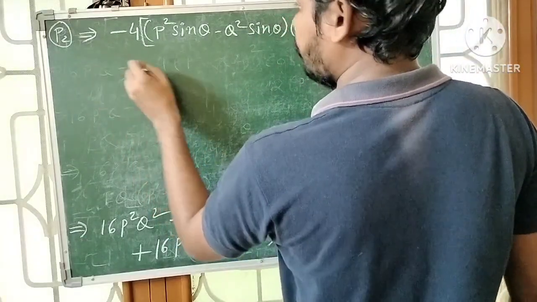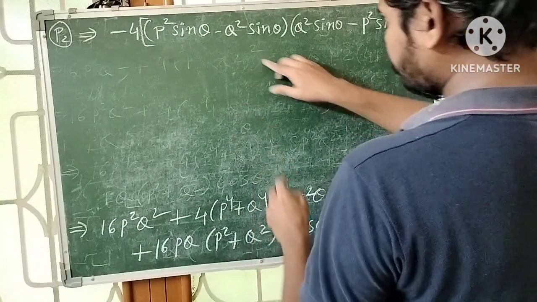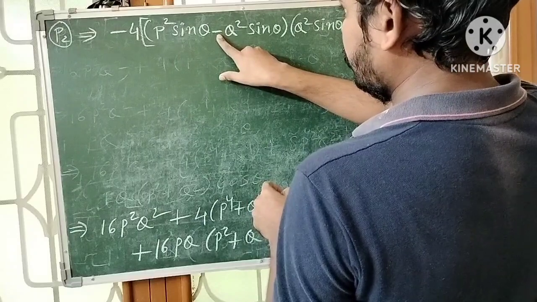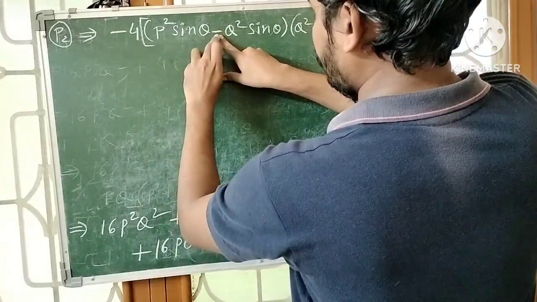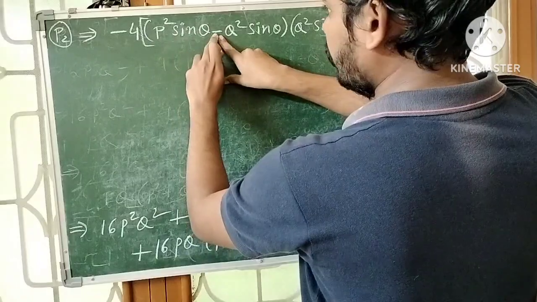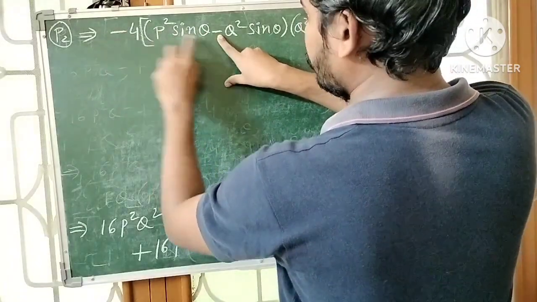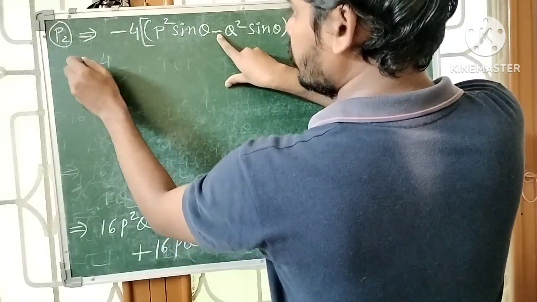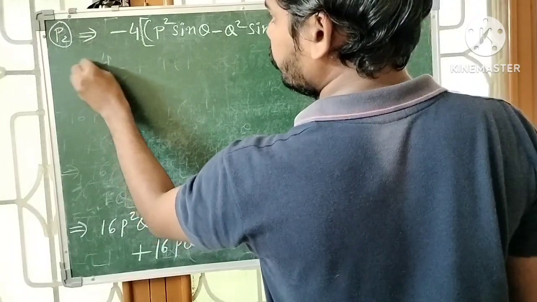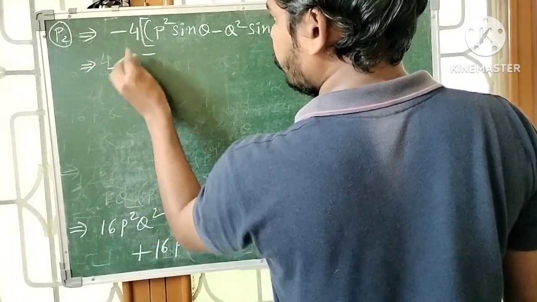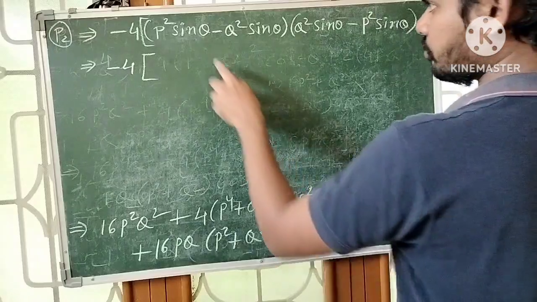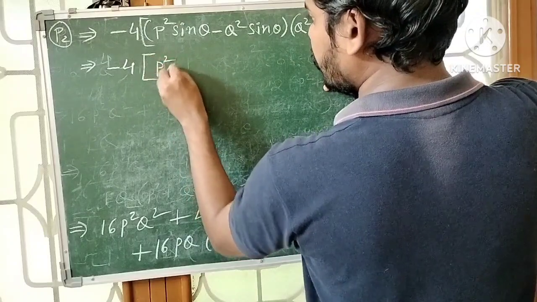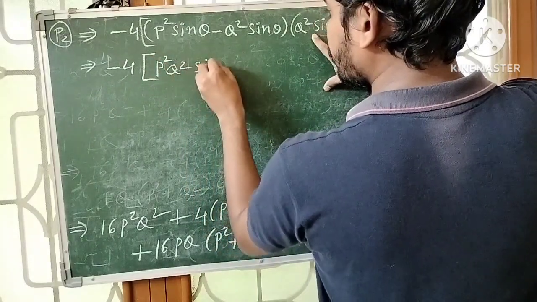Part 2. So first of all, let us take minus common. If I take minus 1 common, positive becomes negative, negative becomes positive. Minus 4 into minus 1 plus 4. Or otherwise, if you are not comfortable with this, then simply distribute, no problem. P square sin theta into q square sin theta, P square q square sin square theta.